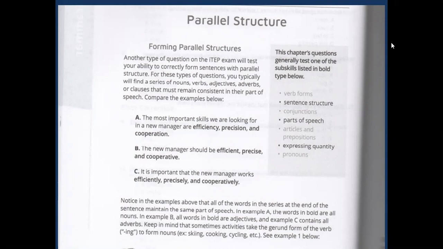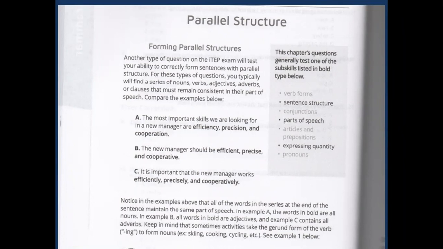I'm going to read this very quickly so you can see how they work for the ITEP. Forming parallel structures is another type of question on the ITEP exam that will test your ability to correctly form sentences with parallel structures. For this type of question, you typically will find a series of nouns, verbs, adjectives, adverbs, or clauses that must remain consistent in their part of speech.